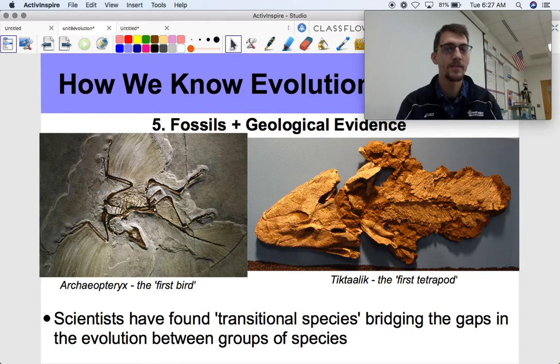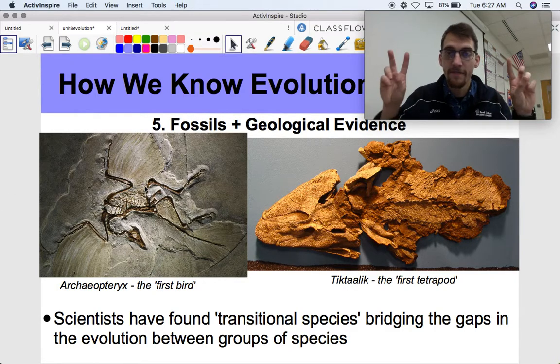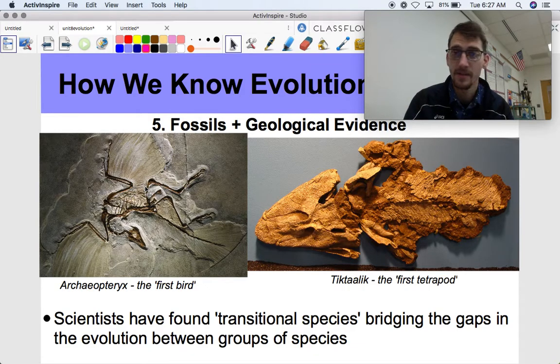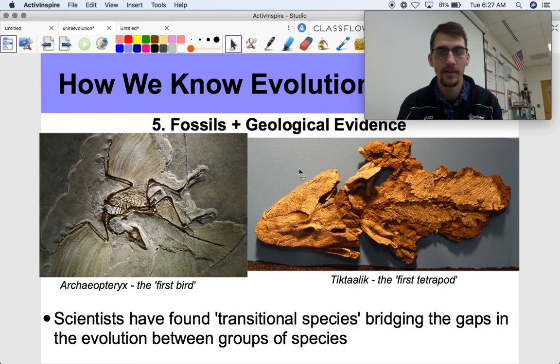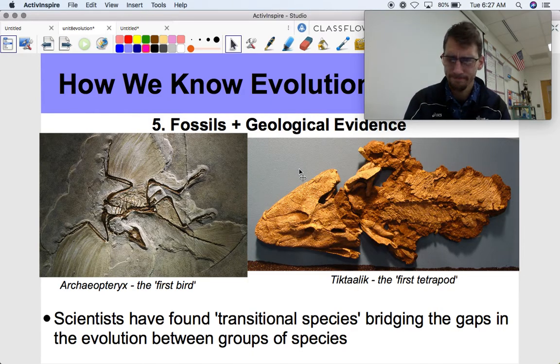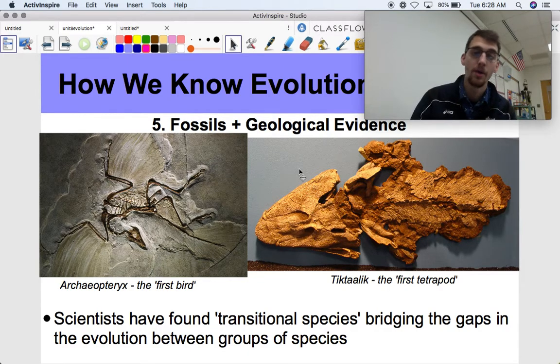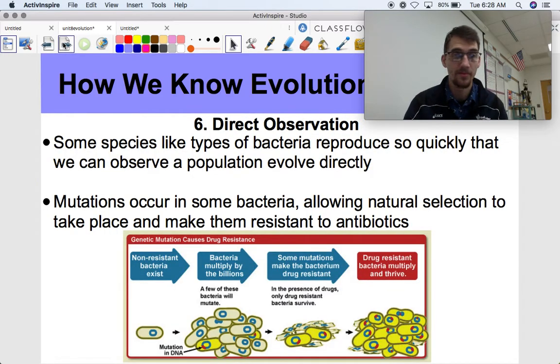Right, so check it out. This is Archaeopteryx. This is the first bird. And this was discovered in the 1800s, I think, and that shows it's kind of a link between reptiles and birds. And same with Tiktaalik over here. This is an organism that shows a very strong link between fish and amphibians, and fish and what we call tetrapods, animals that walk around on land. So by studying fossils, we can bridge the gaps between forms of evidence here.